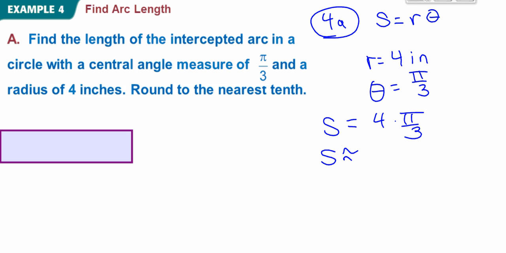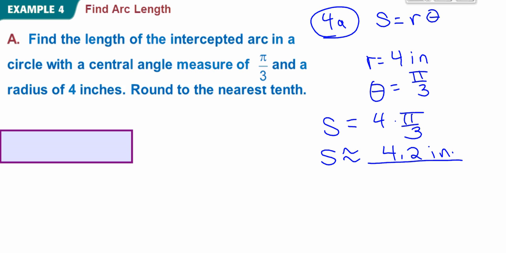They told us to round it to the nearest tenth. And Nolan, go ahead and tell me what that is to the nearest tenth. 4.2, and inches is our label for that one. So just a very straightforward problem to start out with.